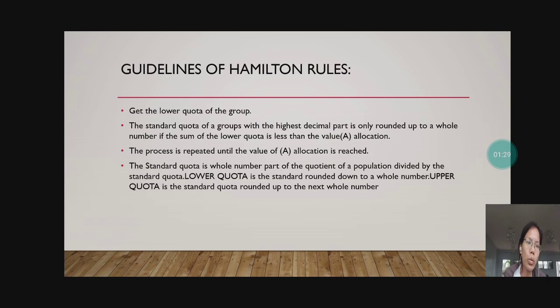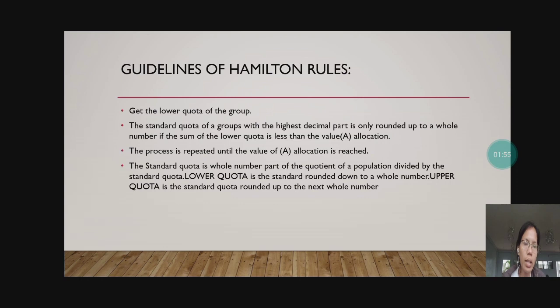So these are the guidelines of Hamilton's rules. First, get the lower quota of each group. Next, the standard quota of the group with the highest decimal part is rounded up to the whole number, only if the sum of the lower quotas is less than the value A, which means the allocation. The process is repeated until the value of the allocation is reached.